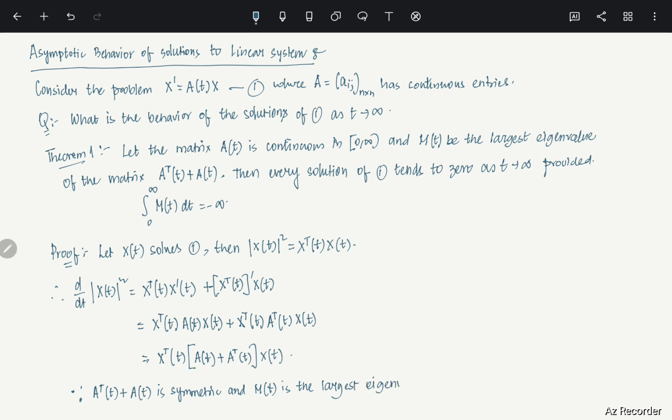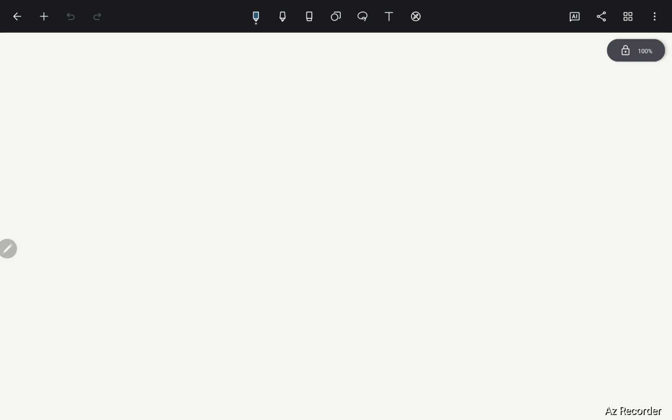Eigenvalue of this matrix, right? A plus A transpose. So what can we say? Therefore, x transpose of t, A transpose plus A, times x of t, gets dominated by m of t times the square of the norm of x of t.